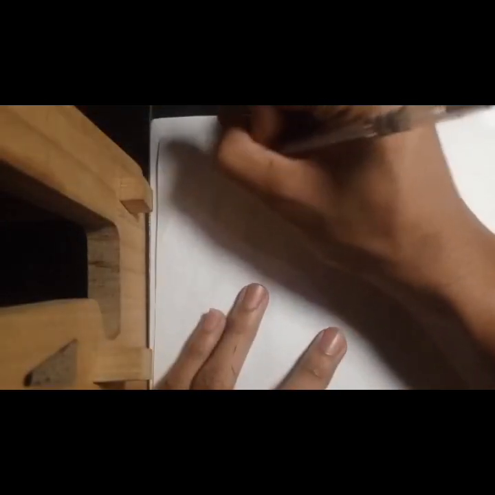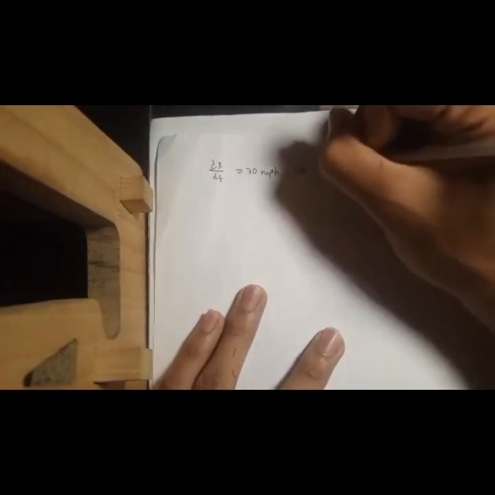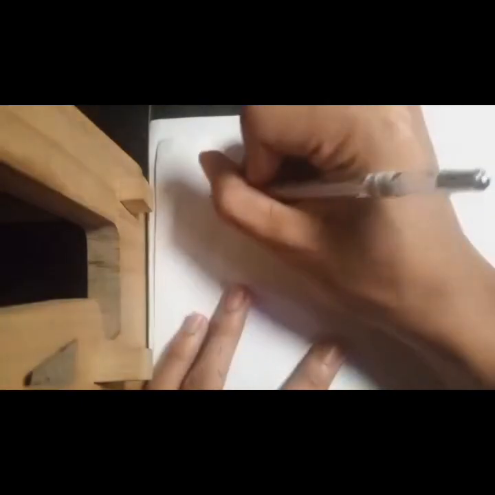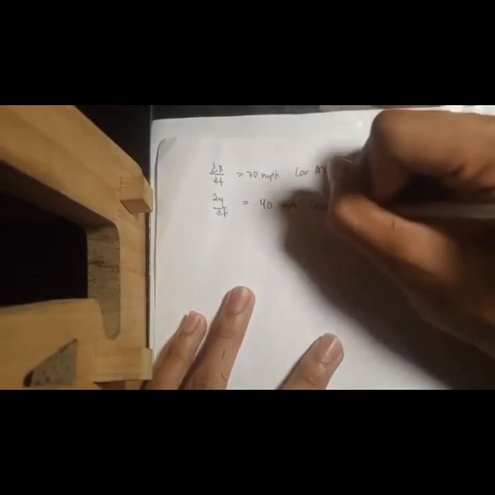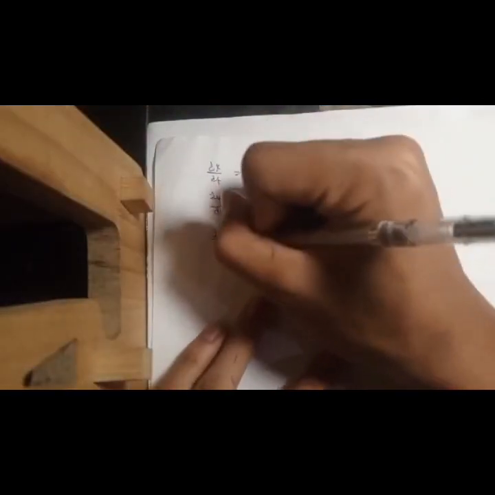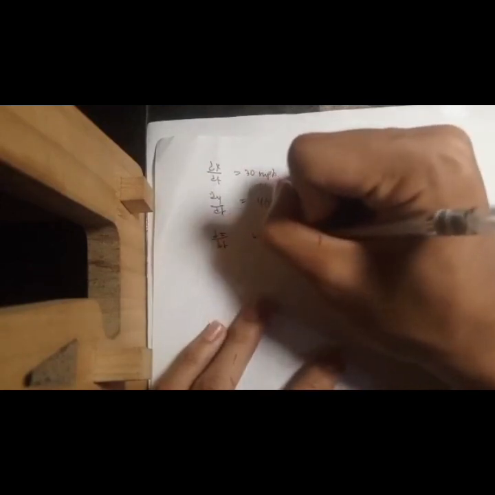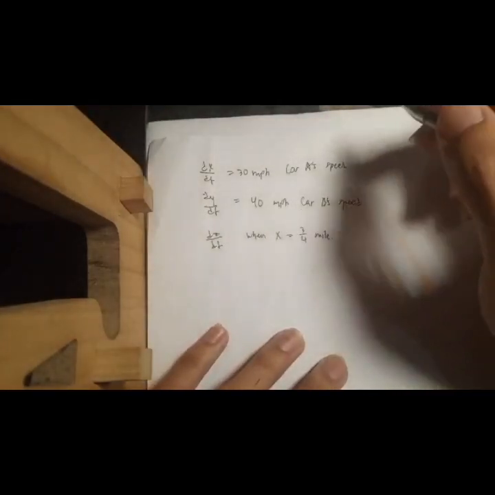We are given that dx over dt is equal to 30 mph, car A's speed, and dy over dt is equal to 40 mph, car B's speed. So we want to find dz over dt when x is equal to 3 over 4 mile. We can use the Pythagorean theorem to relate x, y, and z.